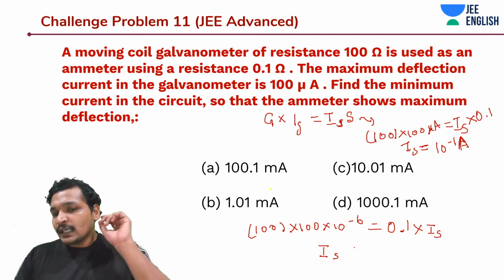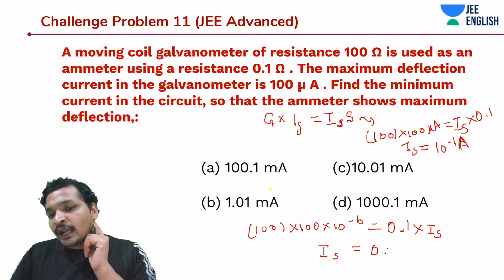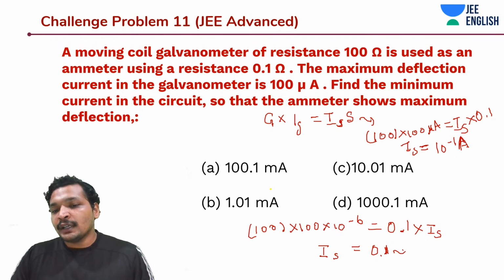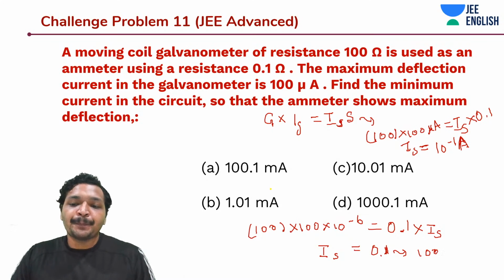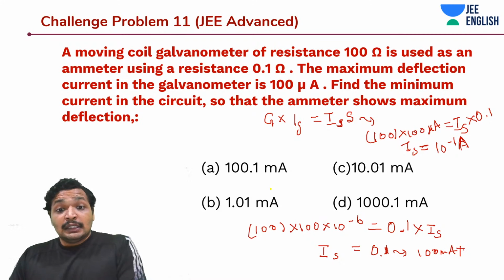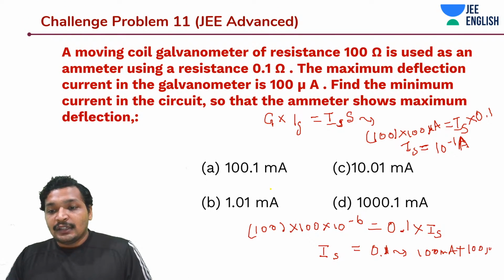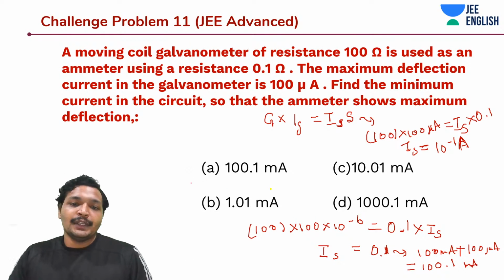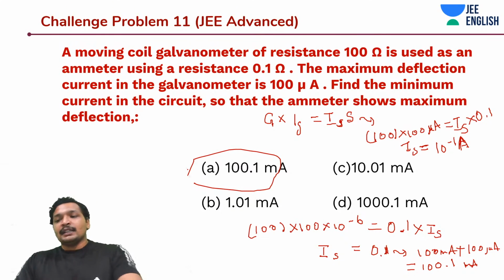Yes. Okay, the answer is A. That is correct though, right? Yeah, 0.1 ampere. That is going to be written as 100 milliampere, and then you are going to add it with 100 microampere. That is just a units conversion thing. Yeah, 100.1 milliampere. Okay, A should be the answer.